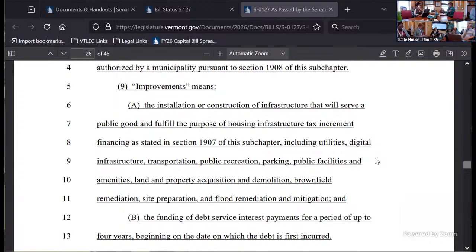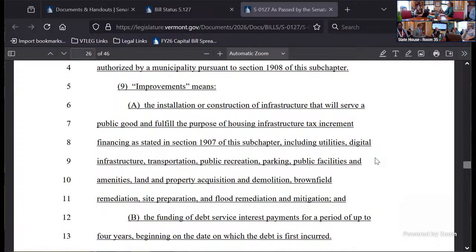So, improvements, which is your infrastructure. This is a concept that is used for TIF districts, and I will draw the ways in which this is distinct. This is the same structure with slight tweaks to what is in place for TIF districts. So improvements you can think of as consisting of two pieces. There's one, the intuitive piece, which is the infrastructure itself, right? That's what you're trying to finance.